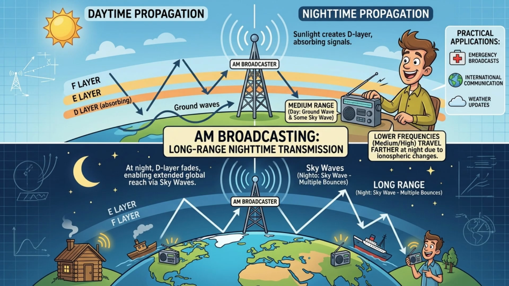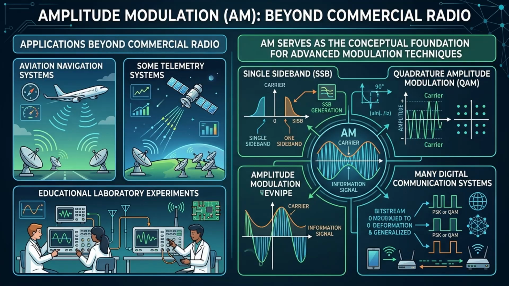Although AM is no longer the dominant communication method, it remains important in many practical applications. AM broadcasting is still used worldwide for long-range radio transmission because lower frequencies can propagate over large distances, especially at night. Beyond commercial radio, amplitude modulation is also found in aviation navigation systems, some telemetry systems, and educational laboratory experiments.